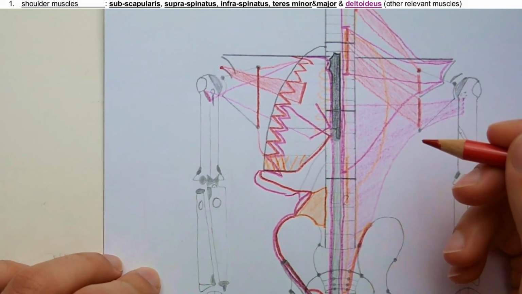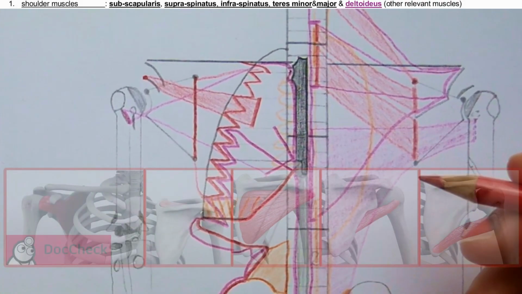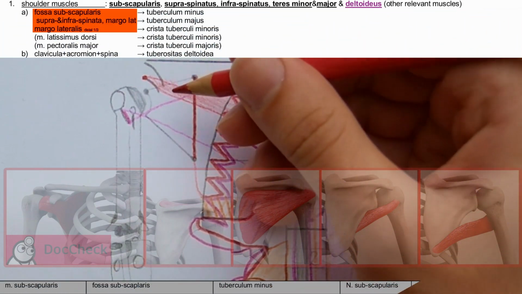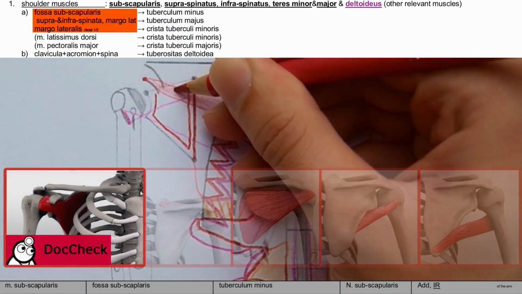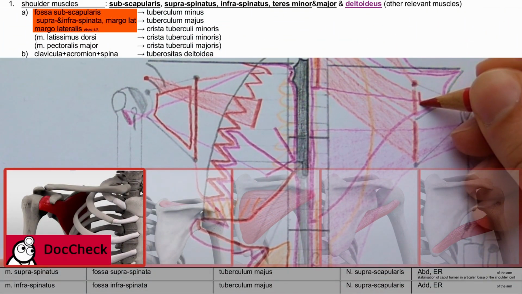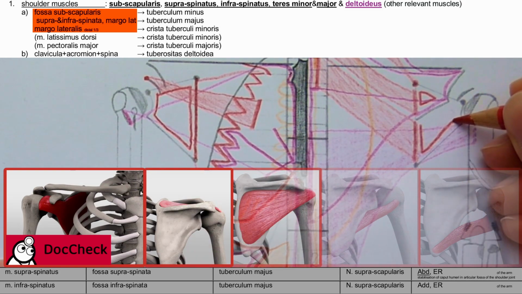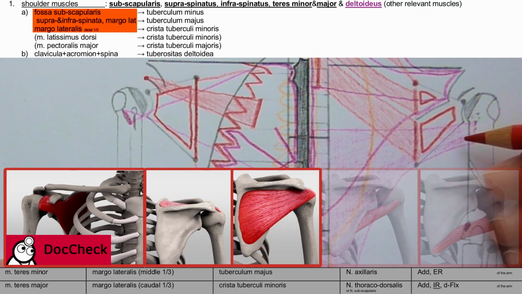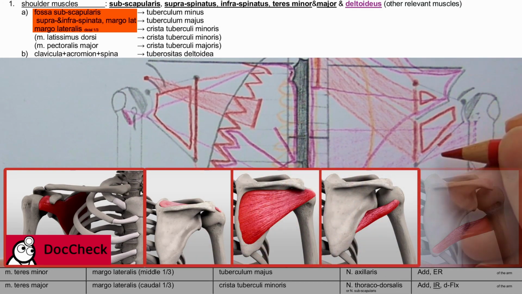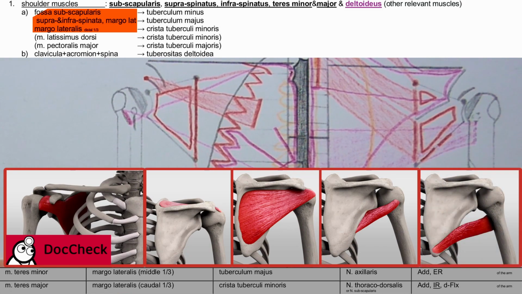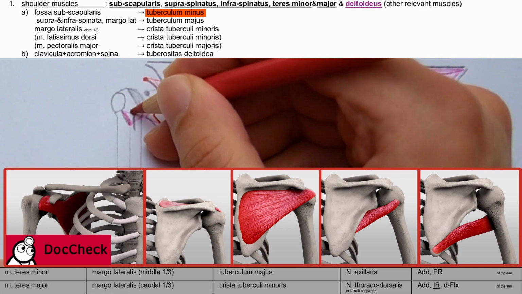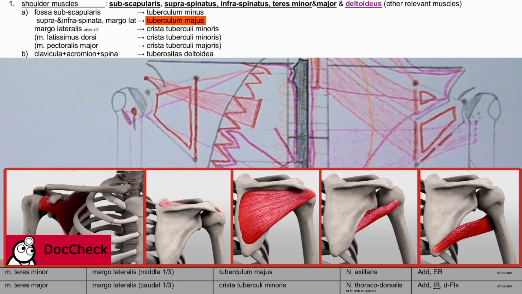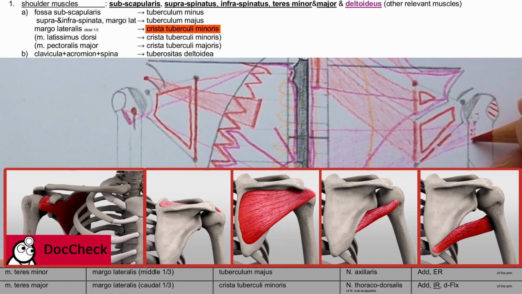We start with the origins of 5 of the 6 shoulder muscles. We have the fossa subscapularis, fossa supraspinata and infraspinata, margo lateralis middle 1/3 and distal 1/3. The insertions are the tuberculum minus, tuberculum majus for 3 of the muscles, and crista tuberculi minoris for the teres major.